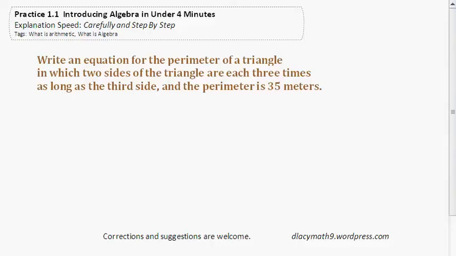First of all, let's have a look at this. Write an equation for the perimeter of a triangle, okay? Perimeter is distance around. How far around is it? And the shape means it's going to have 3 sides. All right, it's about a triangle and how far around it is.